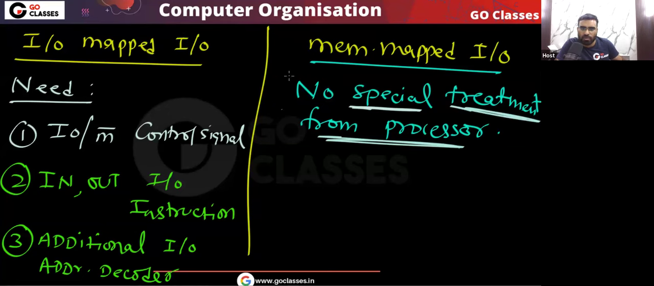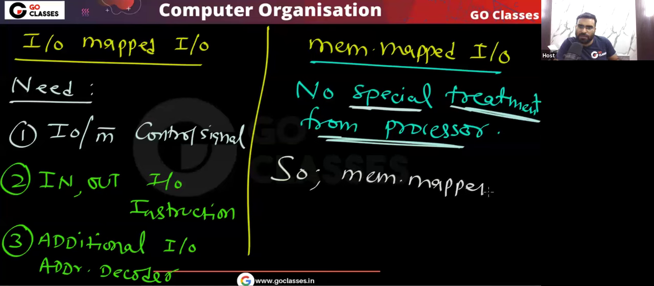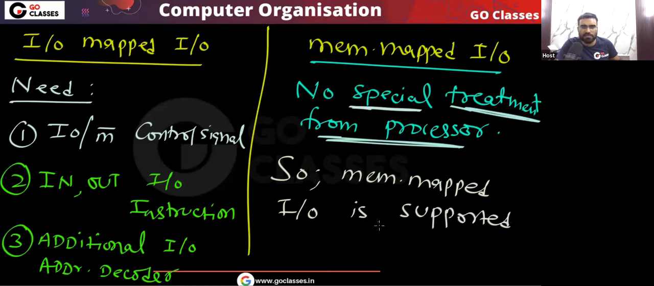That is the reason. Remember, memory mapped IO, that is the reason. So memory mapped IO is supported by every processor. Is this point clear? Memory mapped IO is supported by every processor. Now it is your choice whether you want to use it or not.